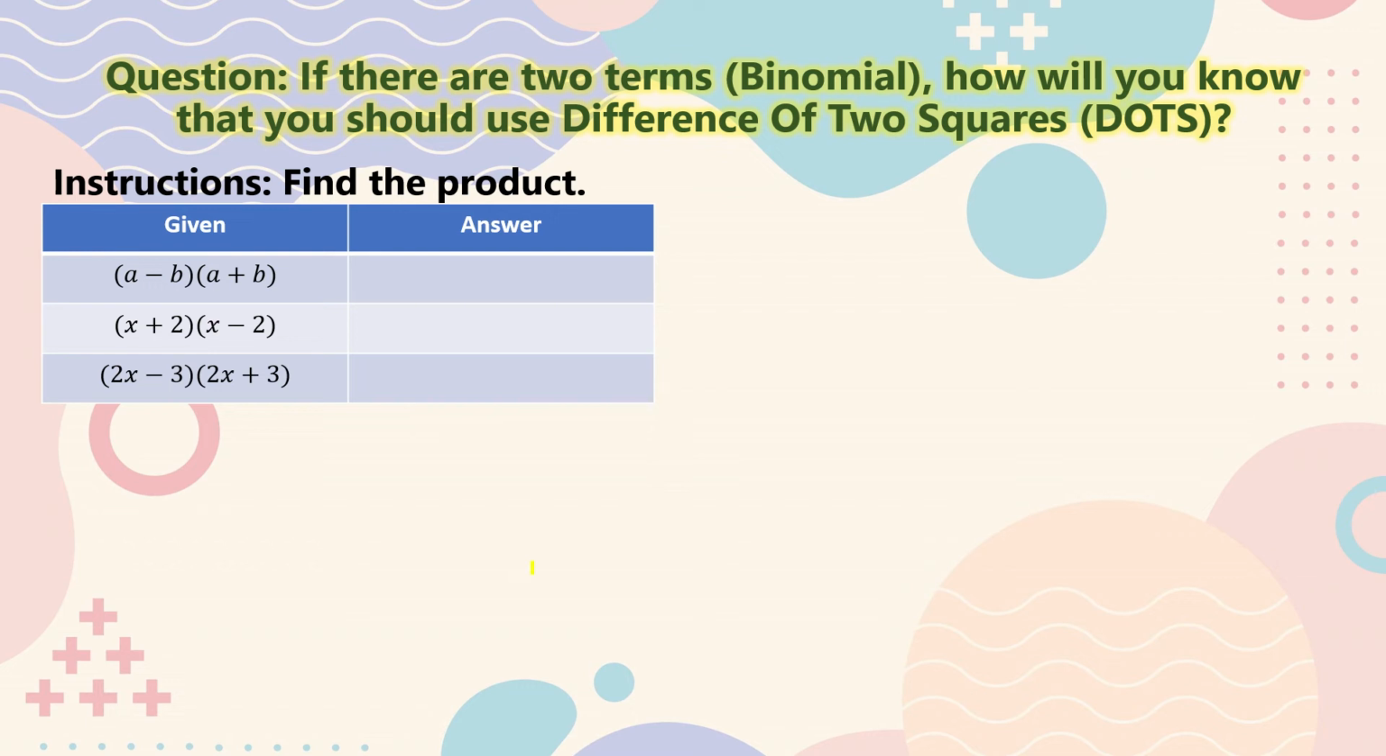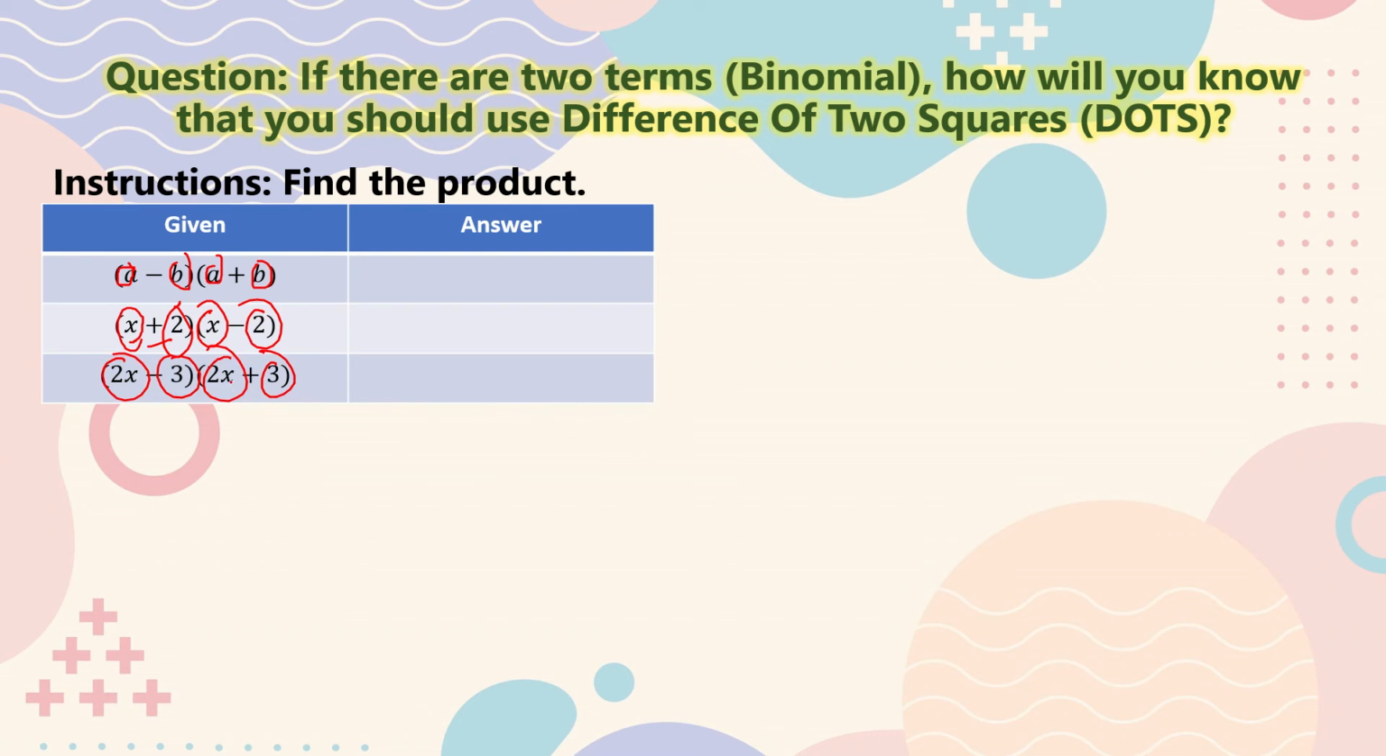If you notice, you can use the distributive property, the basic way of finding the product, or you can use a special product. You will notice something in the given: the first terms are the same, the second terms are the same, and the only difference between the two binomials is the minus and the plus. That's the same in our second given, x as first terms, and the same 2, and the difference is the plus and the minus. Same here, the first terms are 2x and 2x, then 3 and 3, and the only difference is minus and plus.